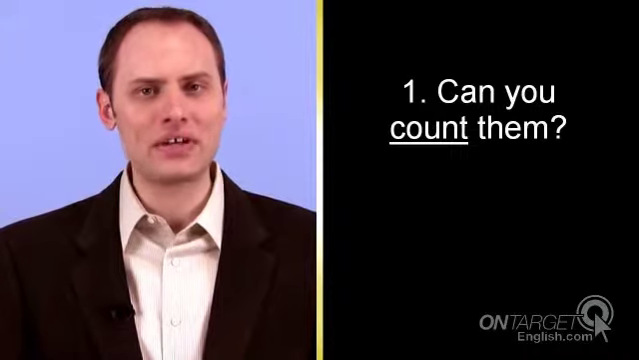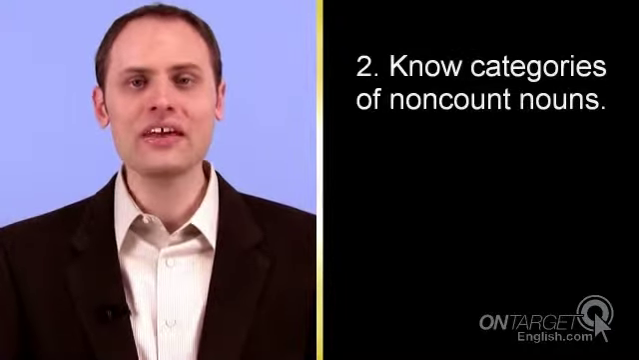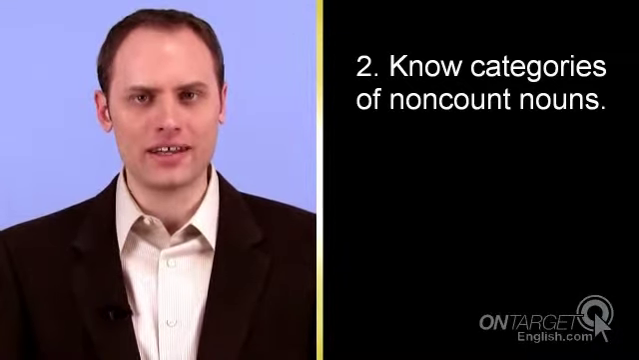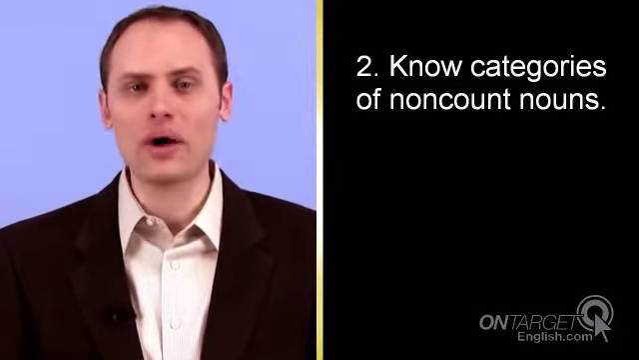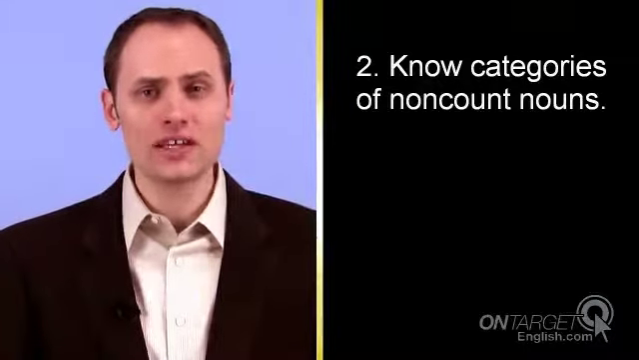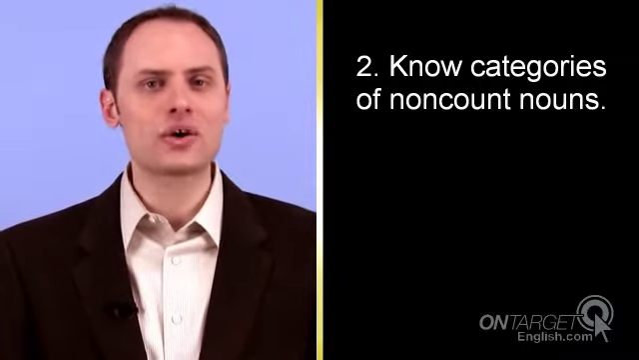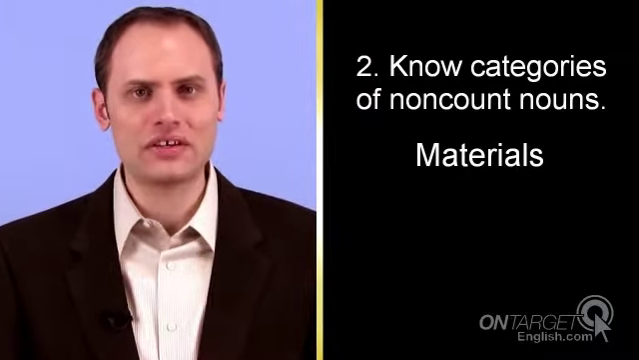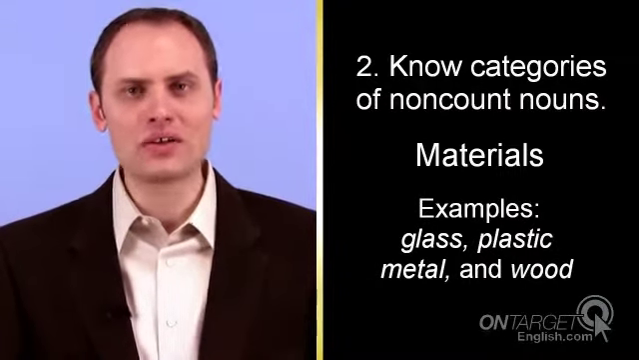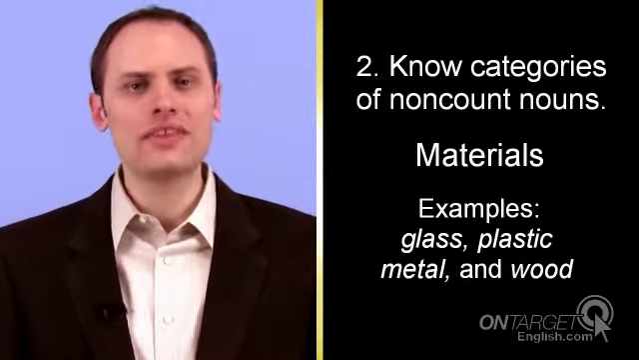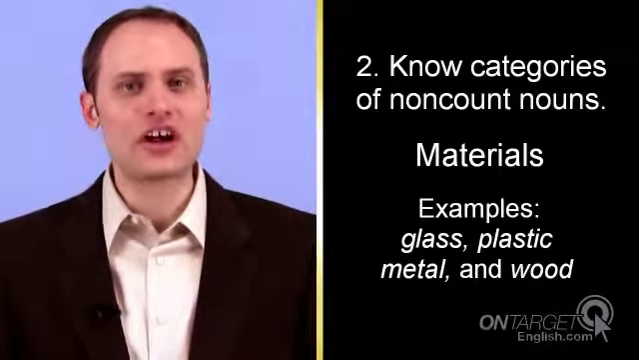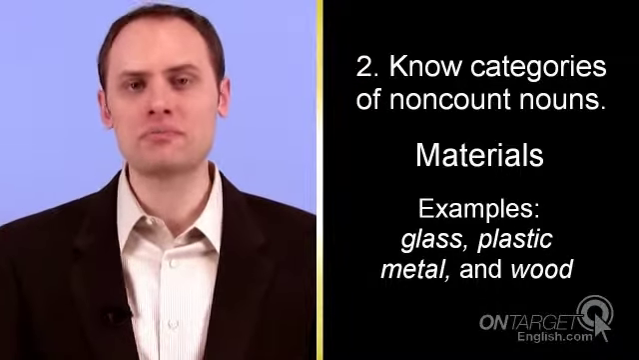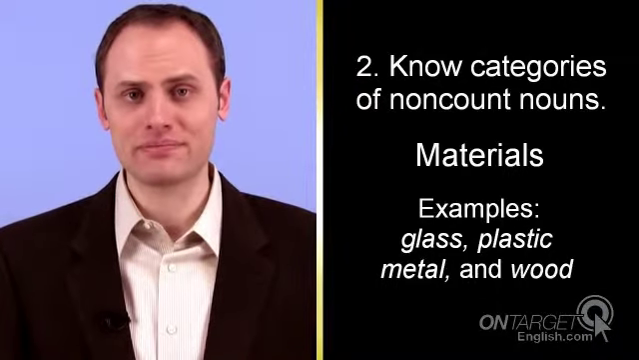make non-count nouns plural. Second, there are certain categories of nouns that are usually non-count. These nouns are not always non-count, but they usually are. One category is materials. In other words, what things are made out of. Glass, plastic, metal, and wood are examples. When these words represent materials, they are non-count. Do not add S to these words when they refer to the material that makes up a product.